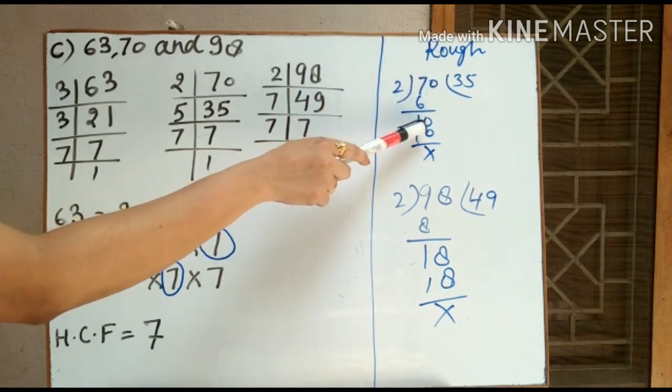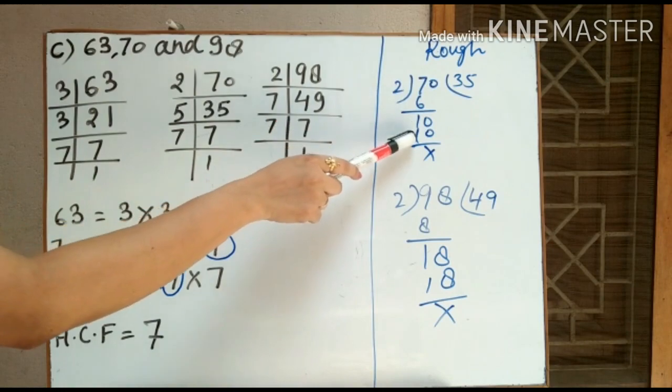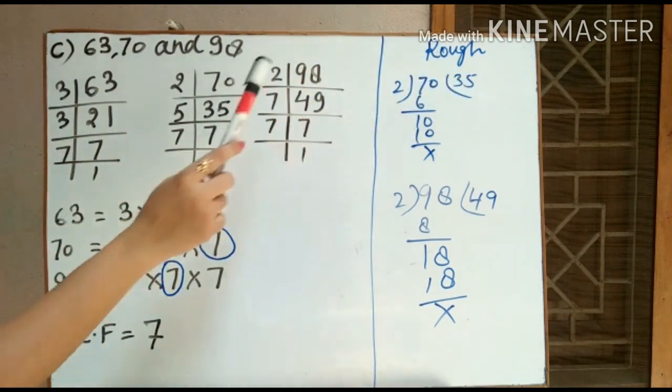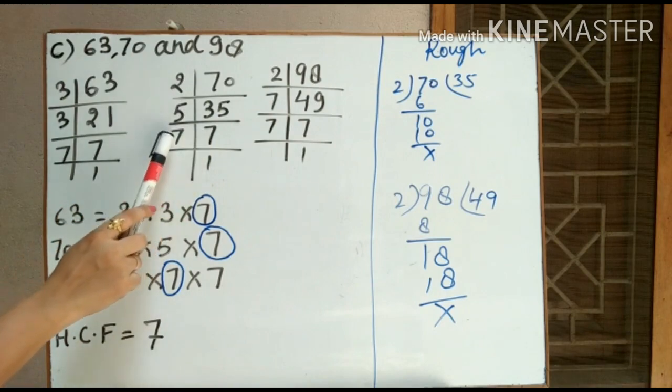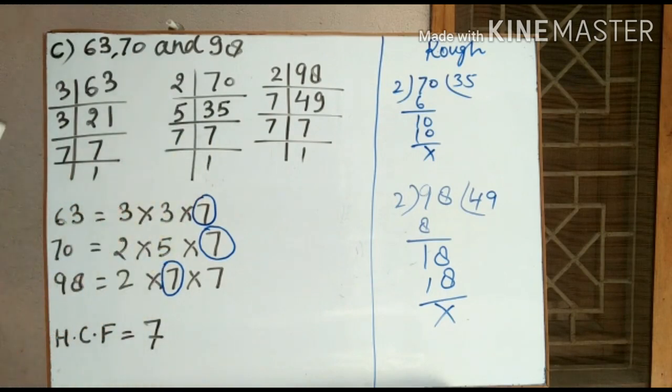We will write the next digit, that is 10. Now 2 5 ja 10. So we will write 35 here. Now 5 7 ja 35 and 7 1 ja 7.